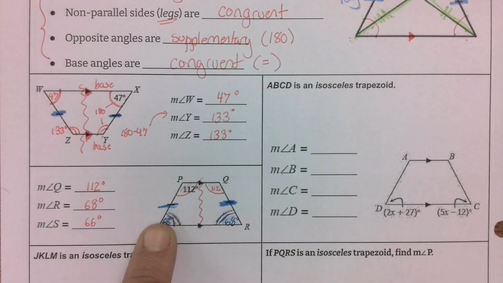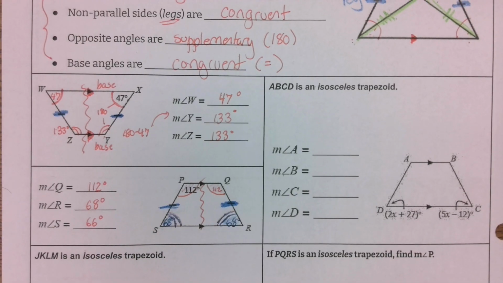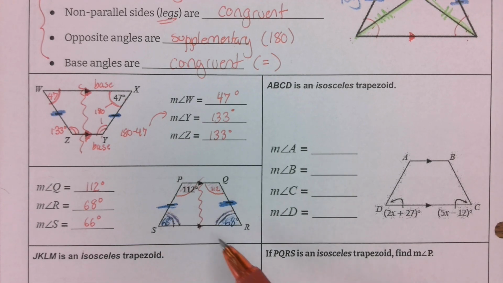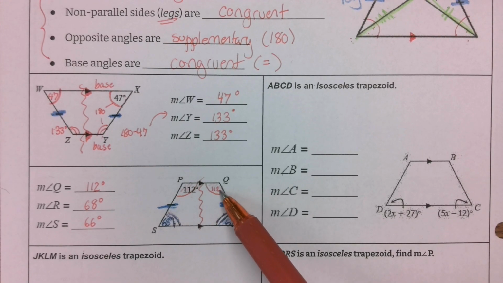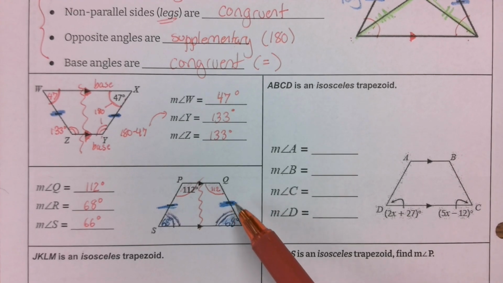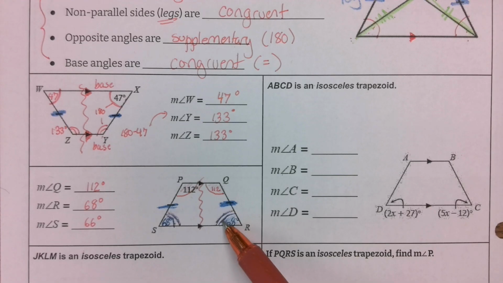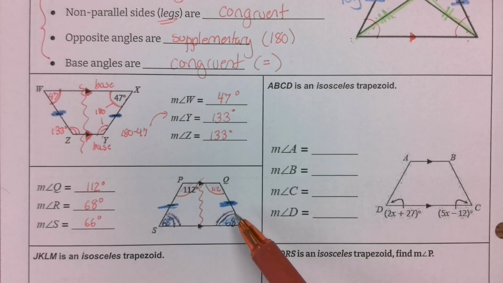So we were able to identify that this was isosceles because it has two congruent legs and one pair of opposite sides that are parallel. Since it's isosceles, we were given this angle of 112 for P. That means the other base angle on the same base also needs to be congruent, 112. From there, we can figure out the measure of angle R, because one angle at the top and one angle at the bottom, consecutive angles, are supplementary. So 180 minus 112 gives us 68.